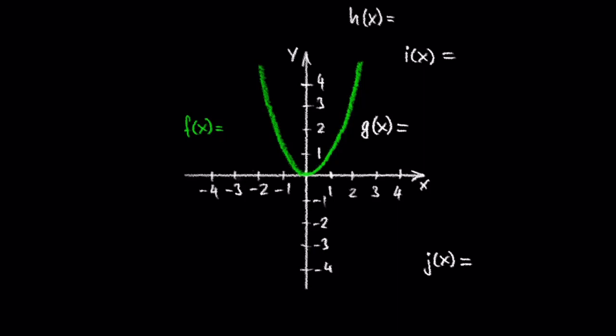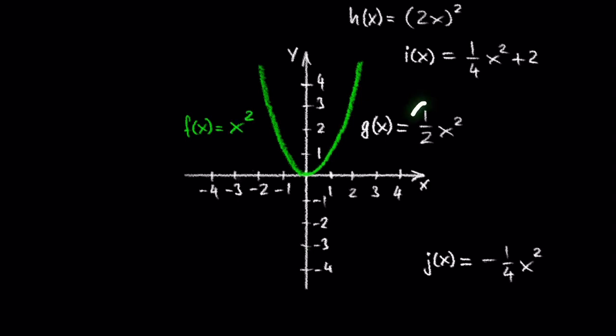Let's sketch the transformations. g of x equals 1/2 x squared. h of x equals 2x in parentheses squared. i of x equals 1/4 x squared plus 2. And j of x equals negative 1/4 x squared of the standard parabola f of x equals x squared.